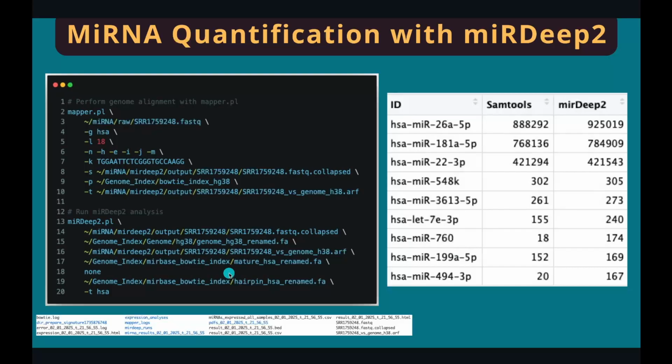And the second one, I specify none. That means, well, you can specify a closely related species like chimpanzee microRNA reference. I don't have it, so I just don't want to do it. You can leave it as none. Next, specify the precursor. So we have this hairpin precursor reference. Next, -t hsa, that means human. So if you have mouse, you can use other symbols over here.